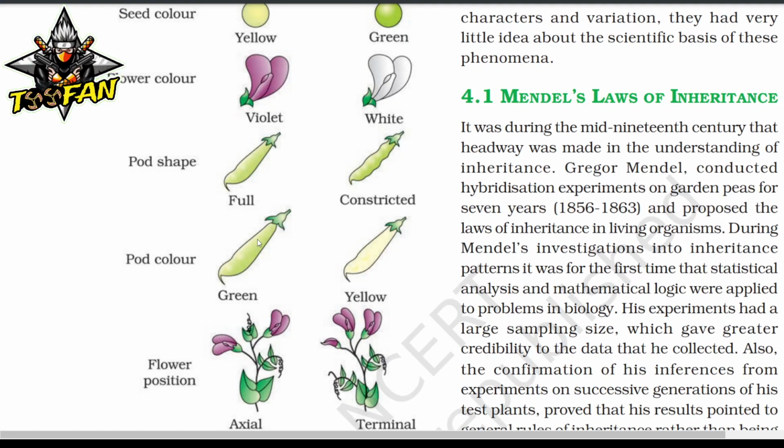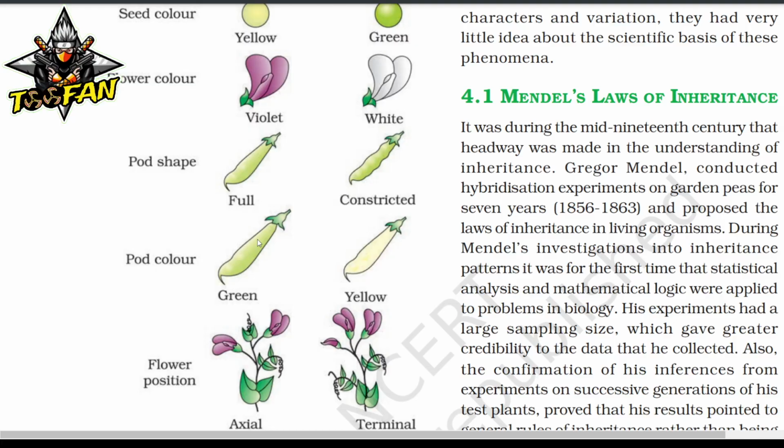Mendel's law of inheritance. It was during the mid 19th century that headway was made in the understanding of inheritance. Gregor Mendel conducted hybridization experiments on garden pea for 7 years, 1856 to 1863, and proposed the laws of inheritance in living organisms. During Mendel's investigation into inheritance patterns, it was for the first time that statistical analysis and mathematical logic were applied to problems in biology.